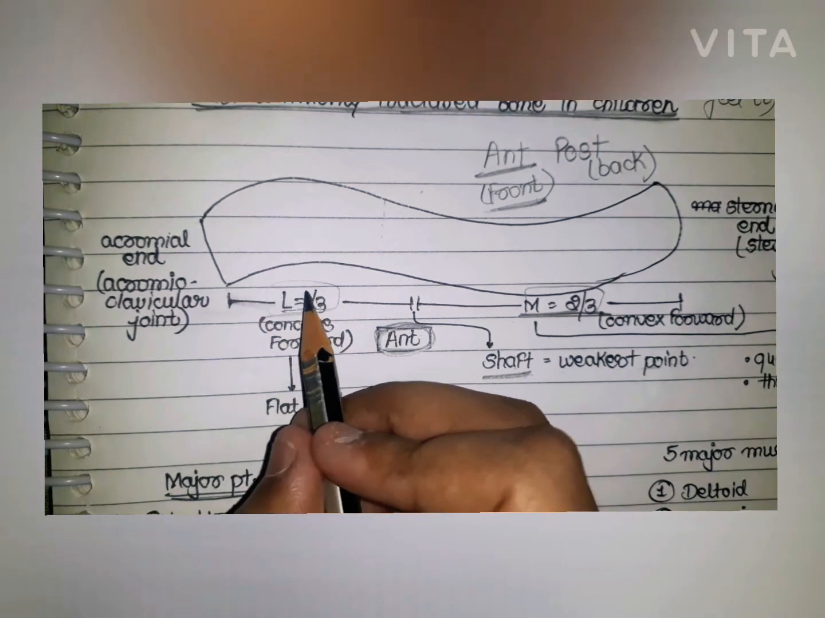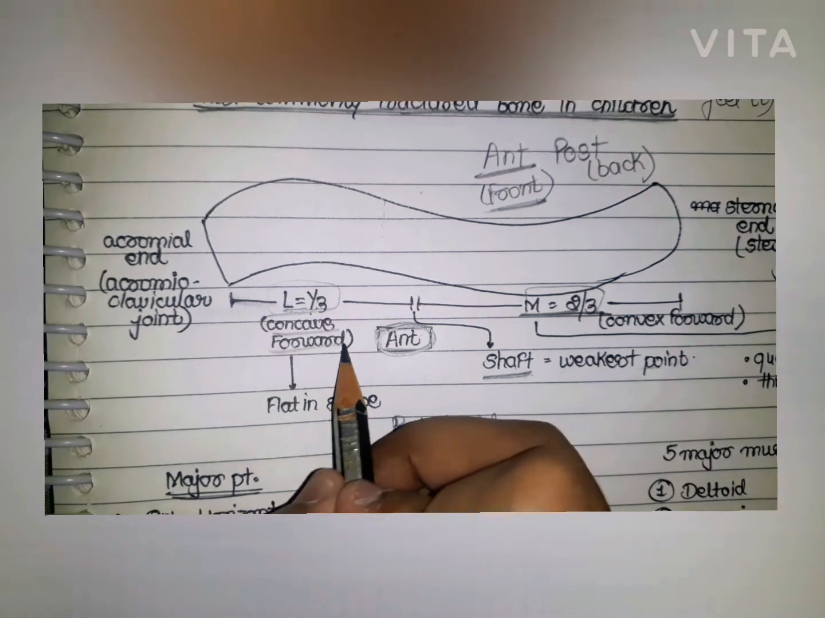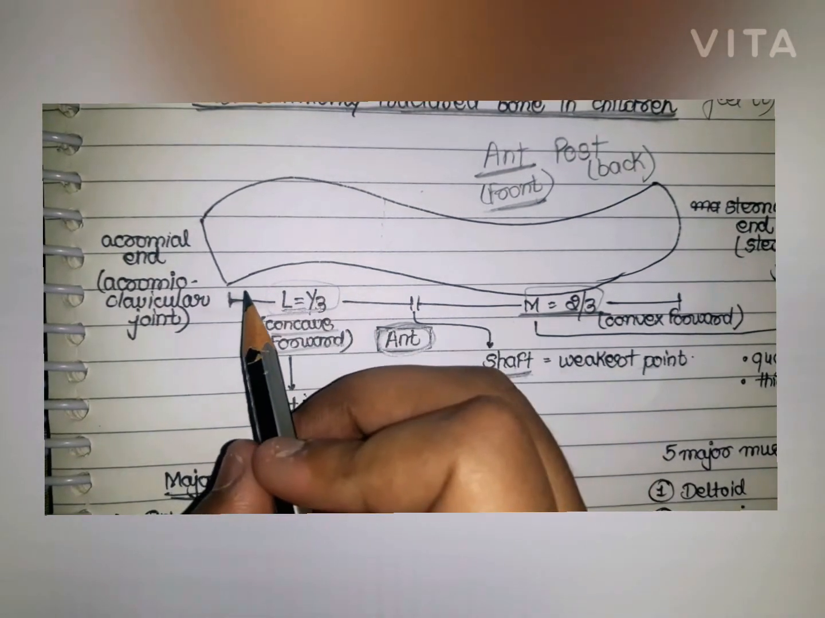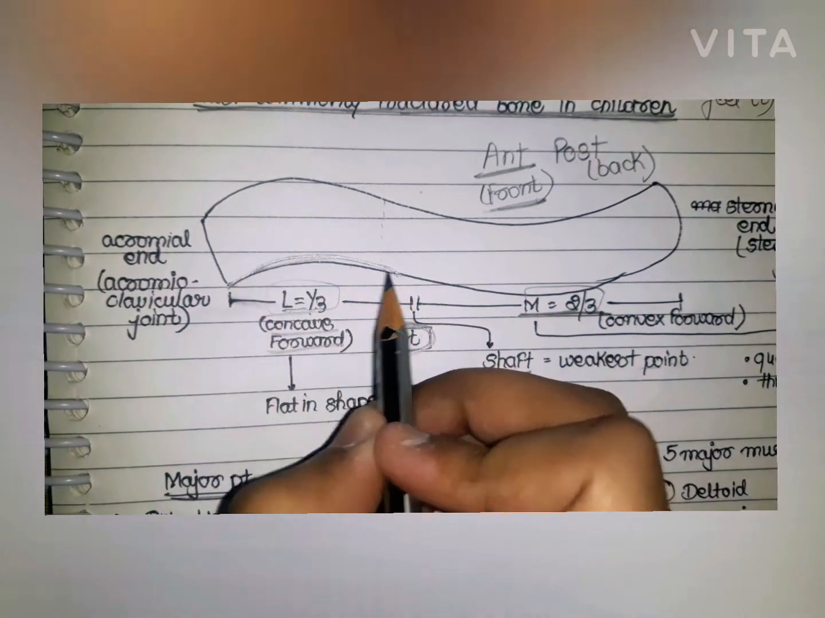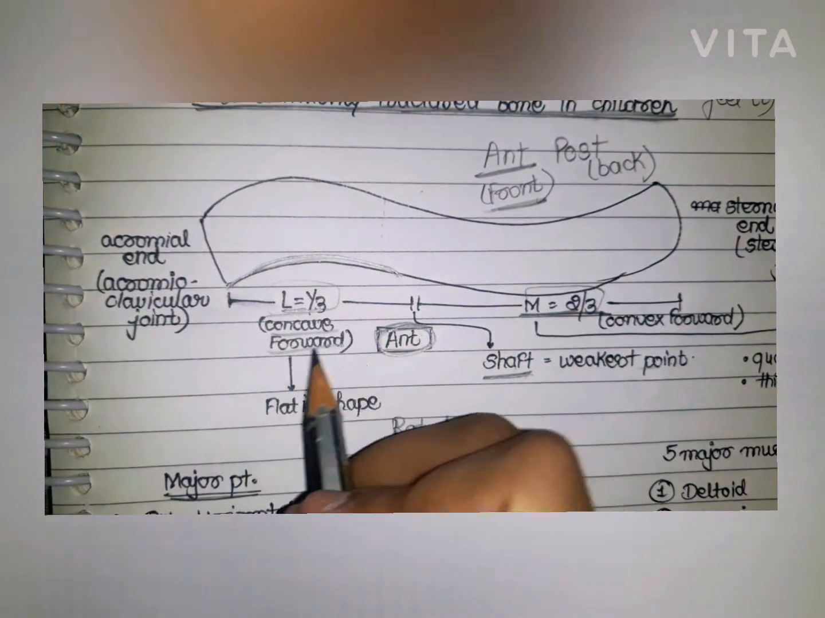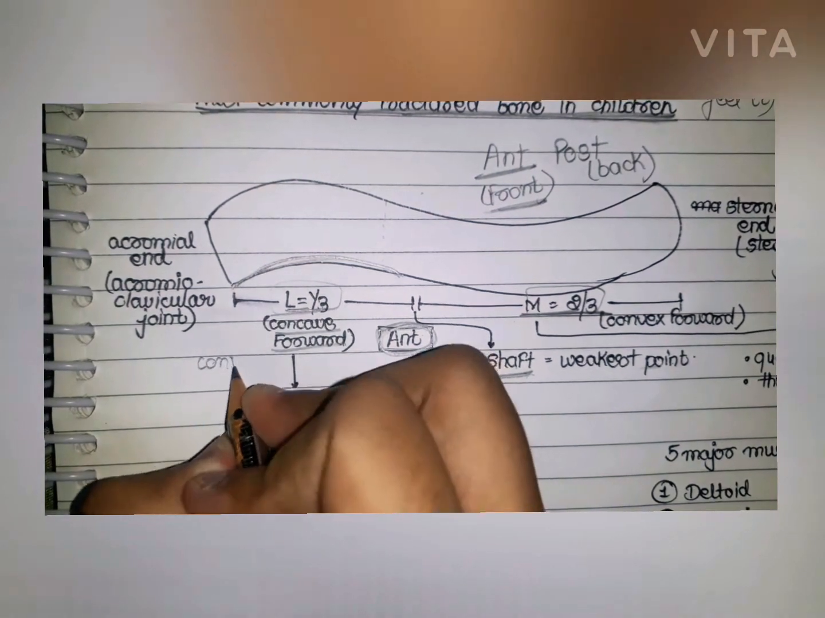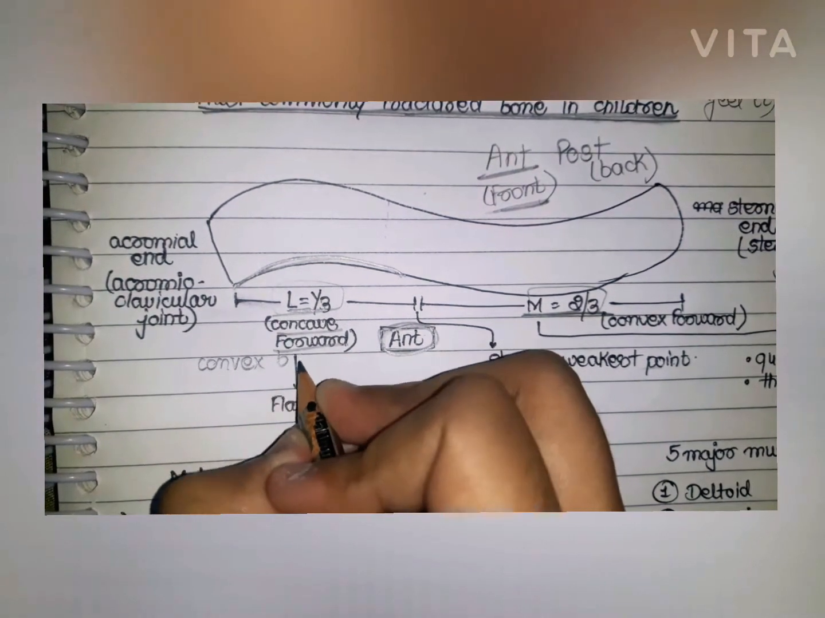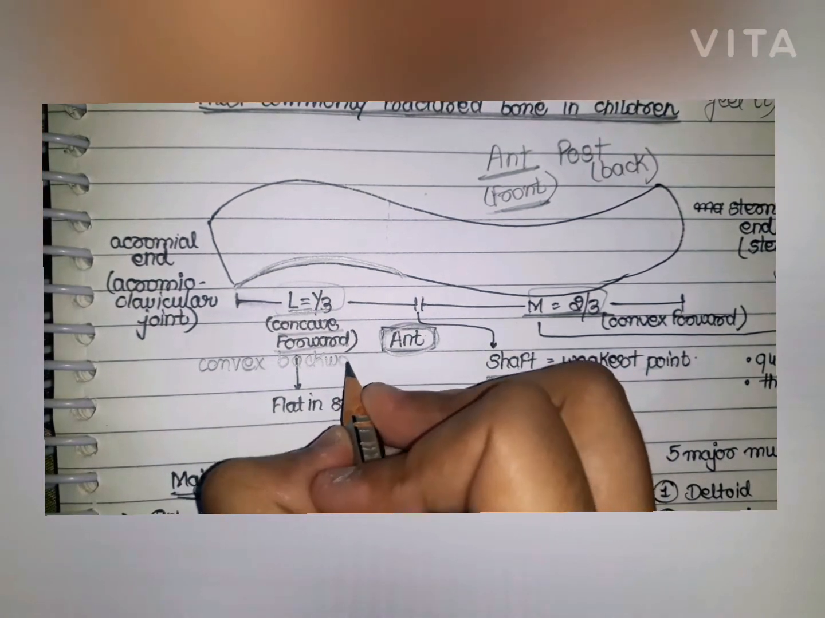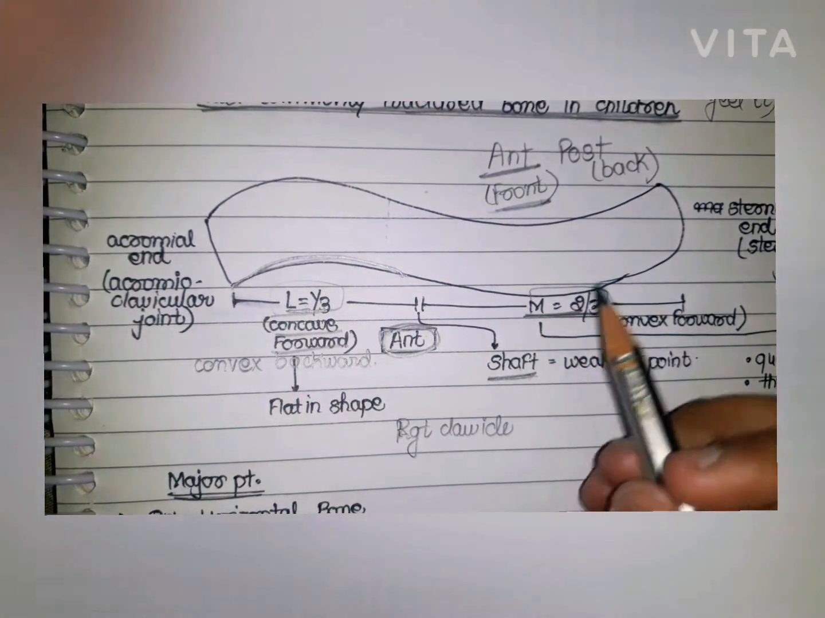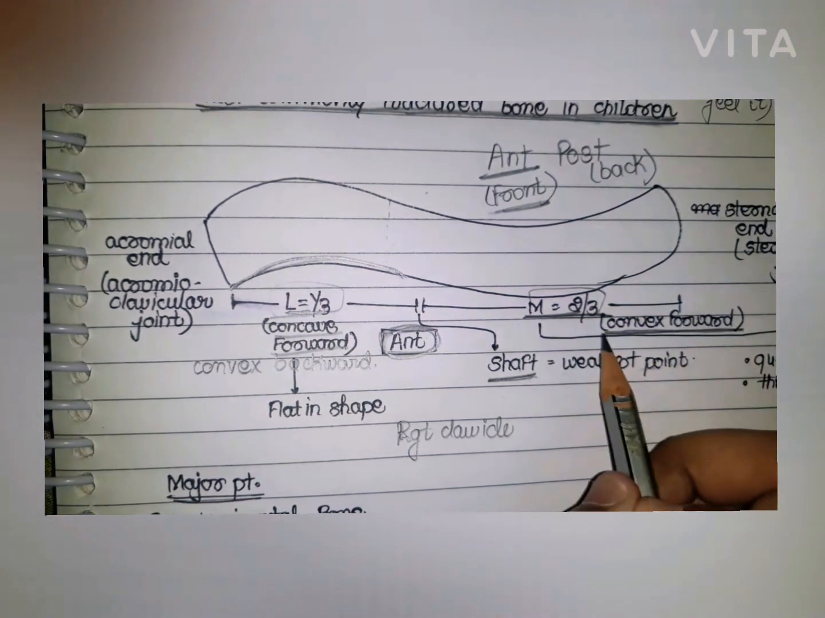So let's talk about its structure in more detail. In lateral part, which is one third of the portion of whole clavicle bone, it is concave forward. That is, if we talk about this shape, this is like a concave mirror and it is forward. This is concave forward, and you can also call it as convex backward. And if we talk about the shape of the medial part, it is convex forward.